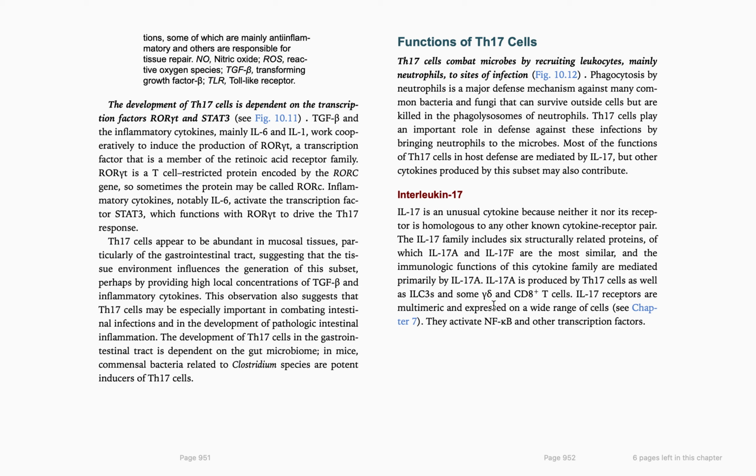Interleukin 17 receptors are multimeric and expressed on a wide range of cells. We have seen already in chapter 7 that they activate nuclear factor kappa B and other transcription factors.